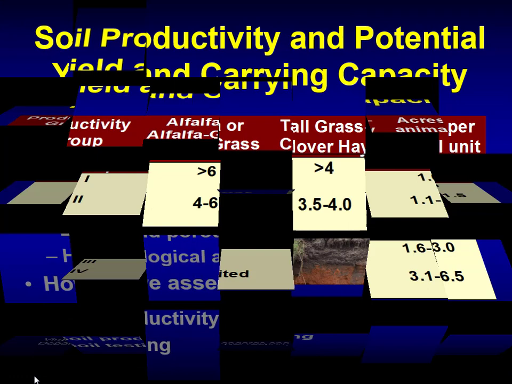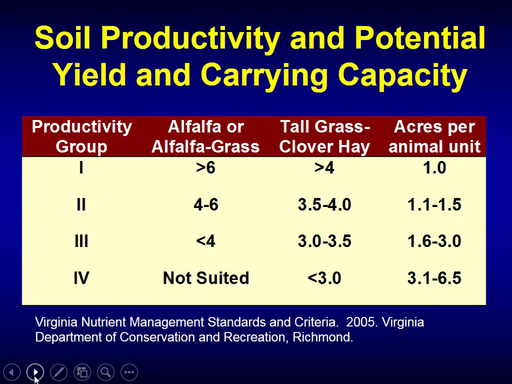So this is productivity grouping, and I'll just use an alfalfa and grass mixture here. If we look at a productivity group 1 soil, that's going to be our most productive soil, and we're going to have the potential to yield, if it's managed well, greater than 6 tons per acre with alfalfa. If we go down to a group 4 soil or a group 3 soil, we have the potential to yield, you know, less than 4 tons per acre.